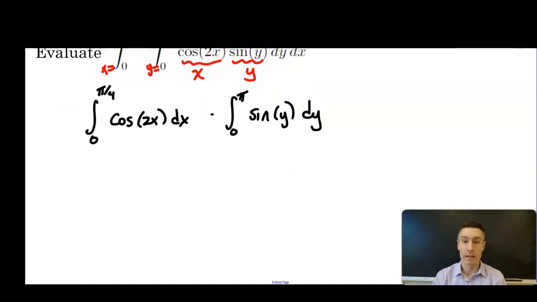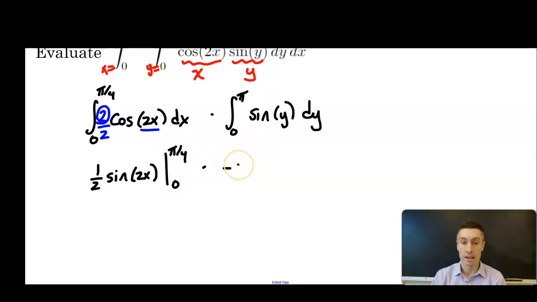So integrating with respect to x, 2x would be considered u, derivative would be 2 over 2, so we circle that 2, which would be the du term. So we have 1/2 sine of 2x, and we're evaluating that from 0 to pi over 4. And then times the integral of sine is negative cosine of y, evaluating that from 0 to pi.